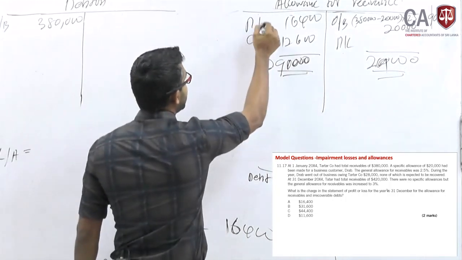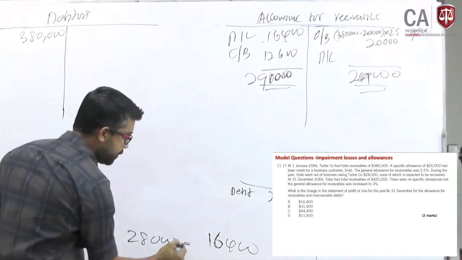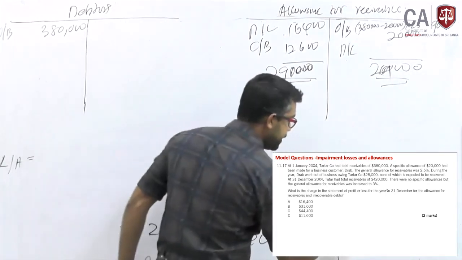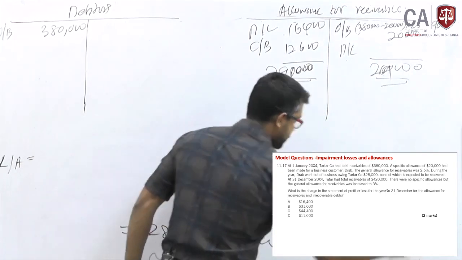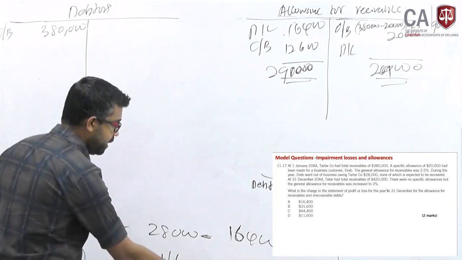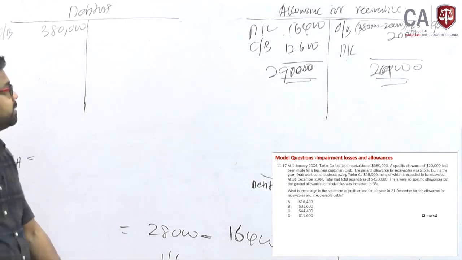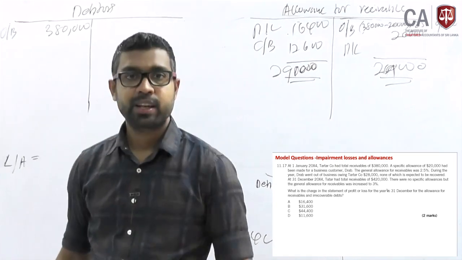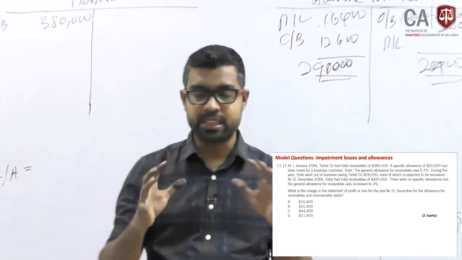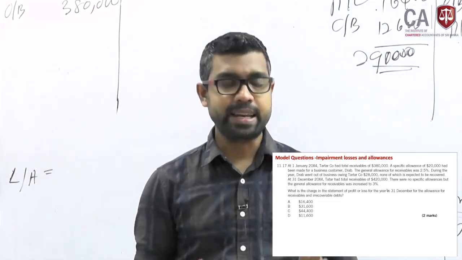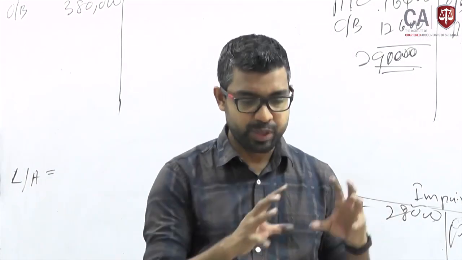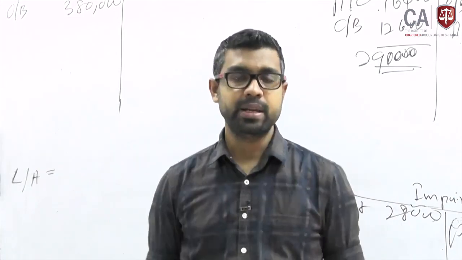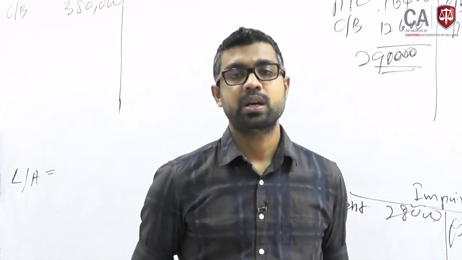From here, credit P&L, which means you have to take that gain to P&L. From there, you have a debit to P&L of 28,000. So the net impact to P&L is 11,600. This is the most complex question that they can test. In this chapter, what you need to understand is the difference between general provisions, specific provisions and impairment, and the double entries for impairment as well as allowance for receivables.